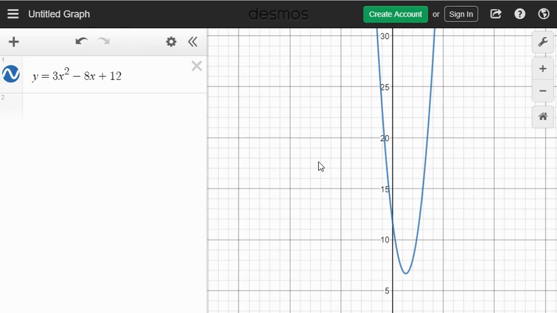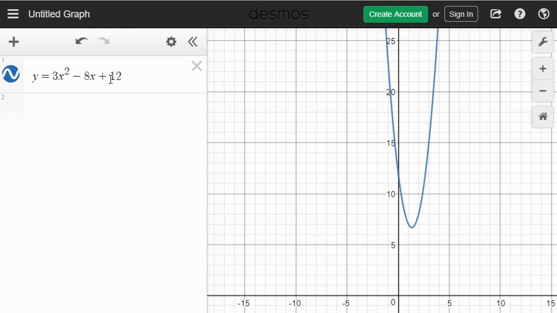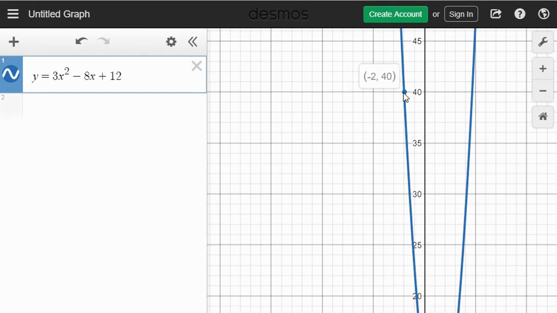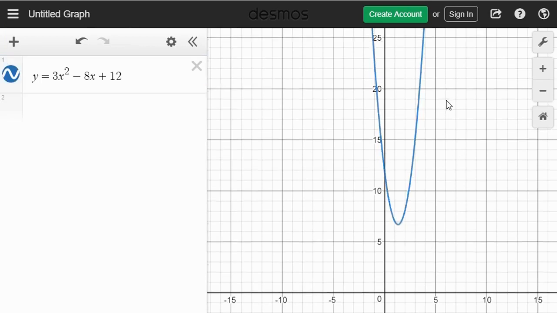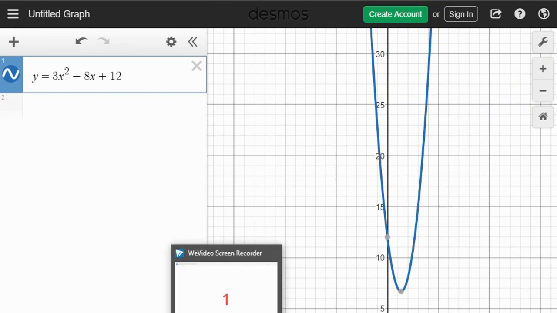And then finally, one thing I wanted to show you quickly at the end is that 3x squared minus 8x plus 12 should have the 3 points on the graph that we were told should be on the graph. So if they don't, we did it wrong. (-2, 40) seems to work in the equation. That's good. (1, 7) works in the equation. That's good. And then (3, 15) should also work in the equation, which it does. So it appears that we did it right, and we can check that using a graphing calculator like Desmos.